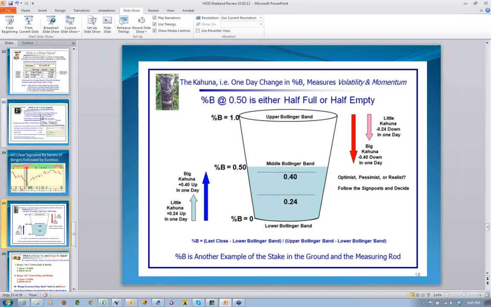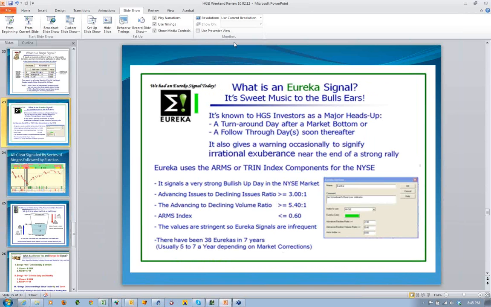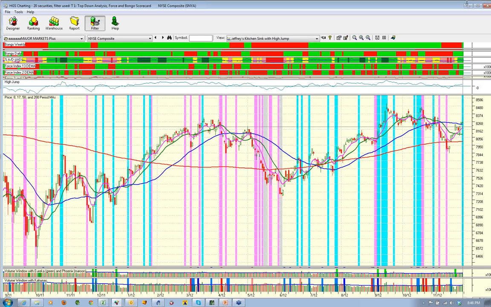And we look at one called the Eureka and the Phoenix, which I'll show you in a second, which are our version of the follow-through day. And in a market that has been stumbling, the presence of a Eureka might indicate that there's some more power coming into that market. In an up market, it's very much analogous to what William O'Neil has termed a follow-through day.